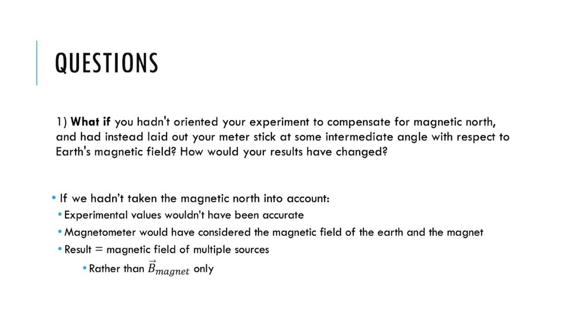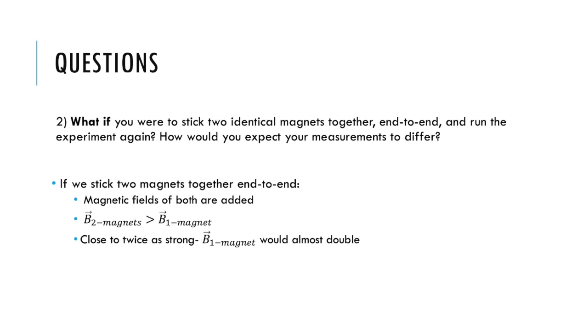For the first question, if we hadn't taken the magnetic north into account, the experimental values would not have been accurate, as the magnetometer would have considered the magnetic field of the Earth as well as that of the magnet. So rather than getting B magnet only, we would have gotten a combination of the magnetic fields of multiple sources. If we were to stick two identical magnets end to end together, the magnetic fields would add up, and the magnetic field of two magnets would be greater than that of one magnet, close to twice as strong.